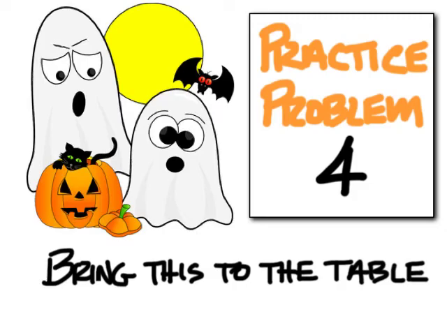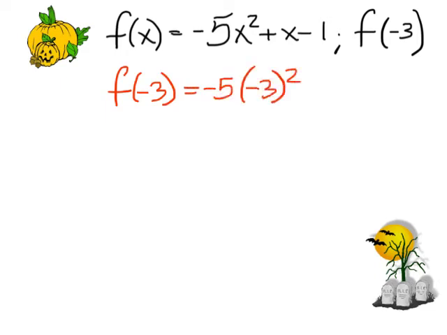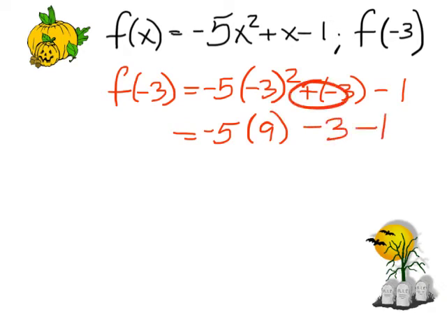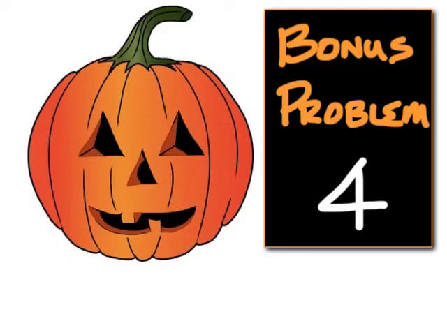Practice problem number 4. On the practice problem, f of negative 3 is negative 5 times negative 3 squared plus a negative 3 minus 1. Negative 3 squared is 9. And then we'll have minus 3 from the plus minus. Negative 5 times 9 is negative 45. Subtract 3 to get negative 48. And subtract 1 to get negative 49.